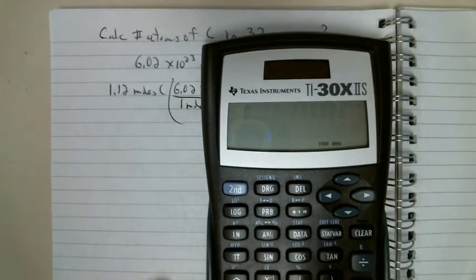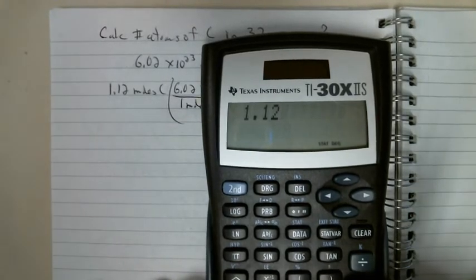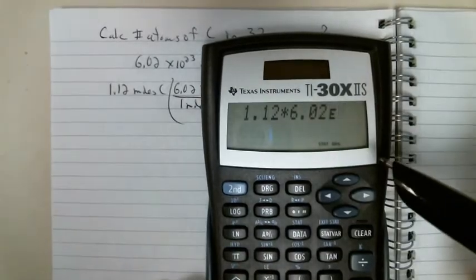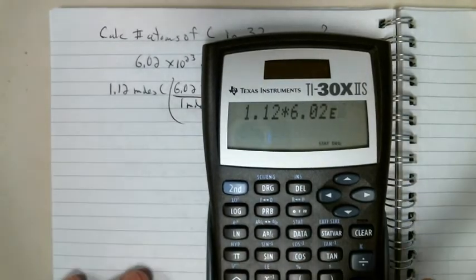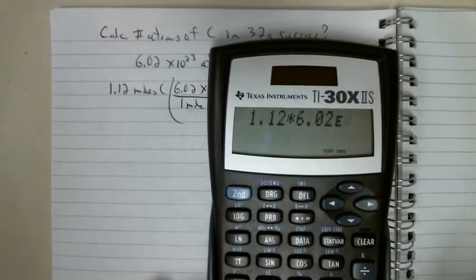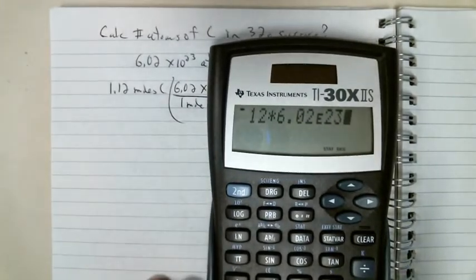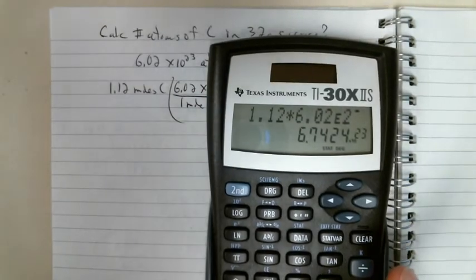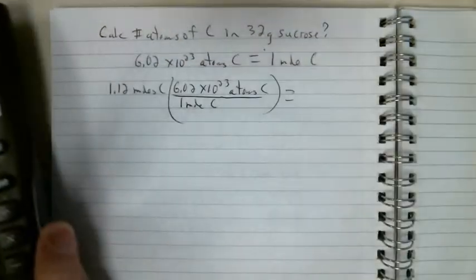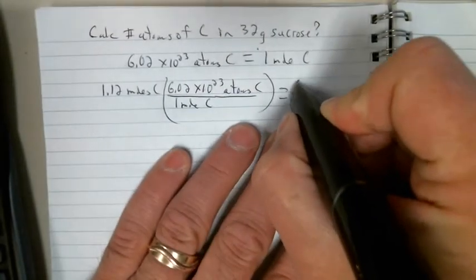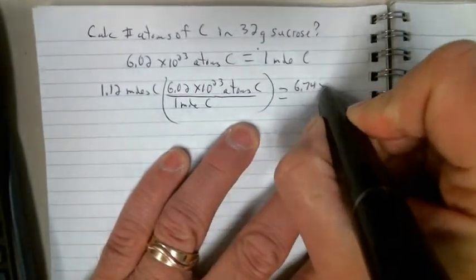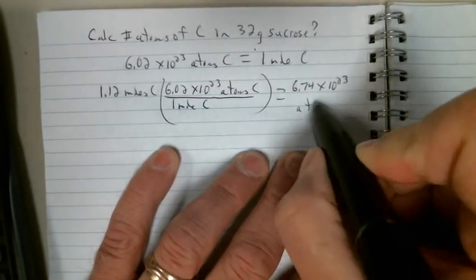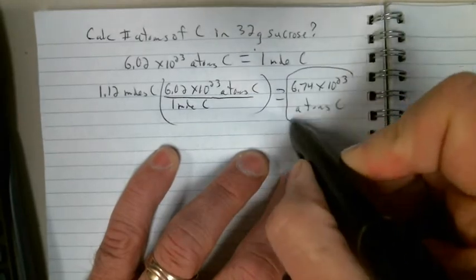So I've got 1.12 times 6.02 E, always use that scientific notation button, times 6.02 times 10 to the 23rd. And I get 6.74 times 10 to the 23rd. 6.74 times 10 to the 23rd. And that is now atoms of carbon.